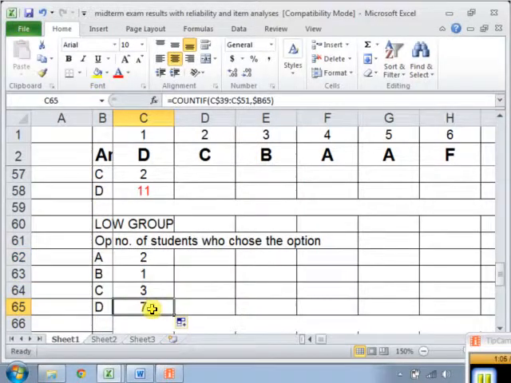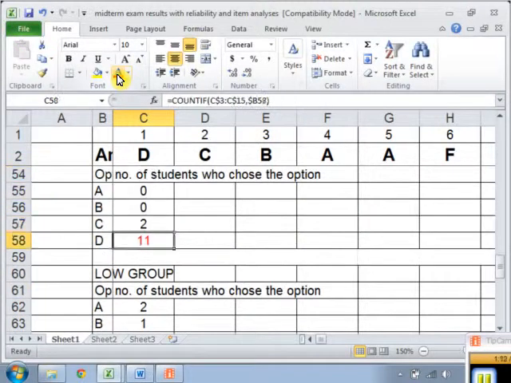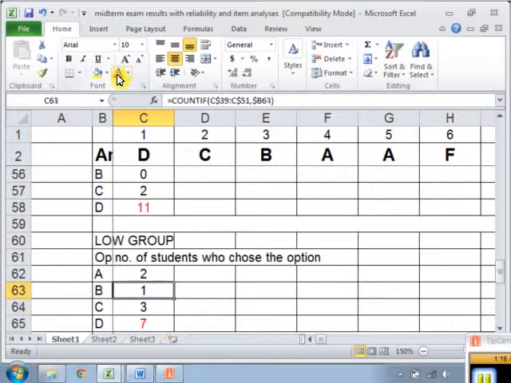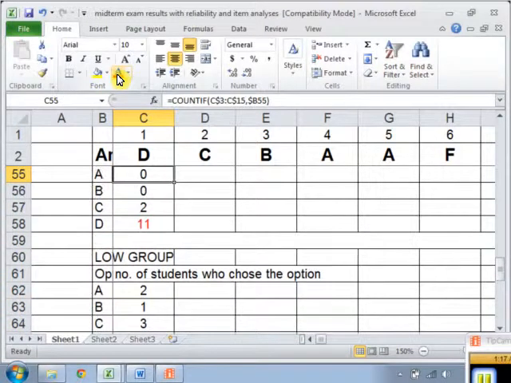Okay, we'll try to understand, because 7 is the answer. Correct? So let's look at that. In the lower group, how many chose A? 2. Do you think A is attractive? Oh, but there are only 13 men. So, kind of, it's working, no?